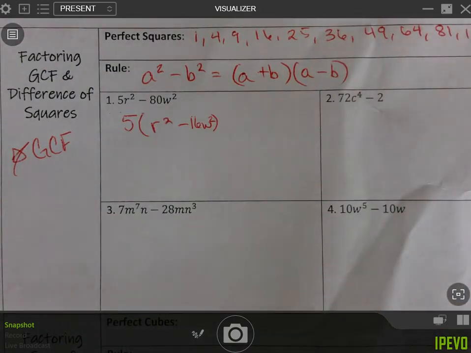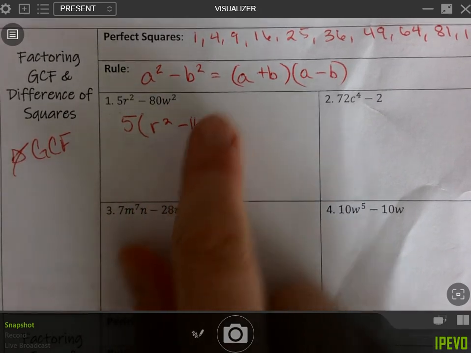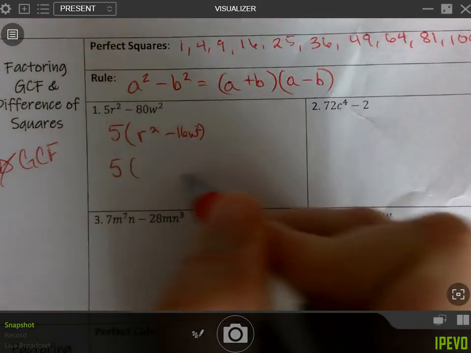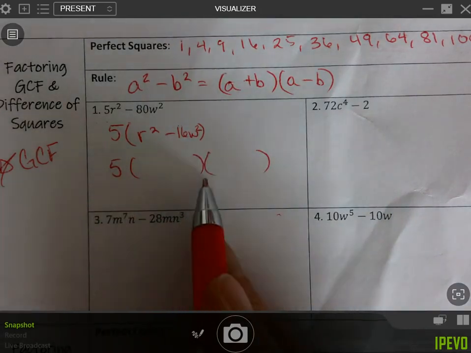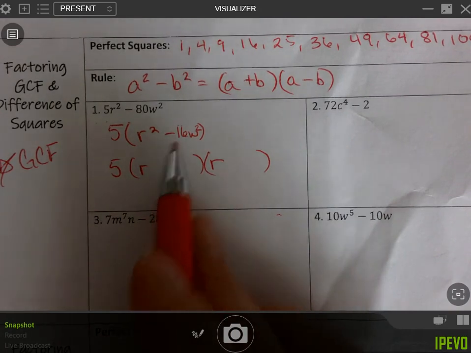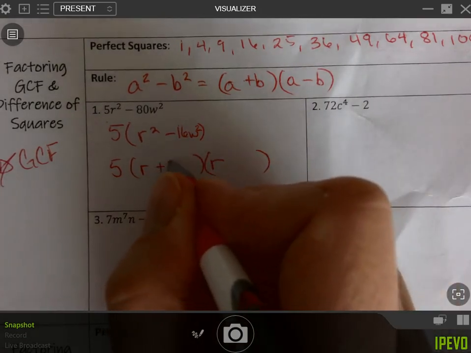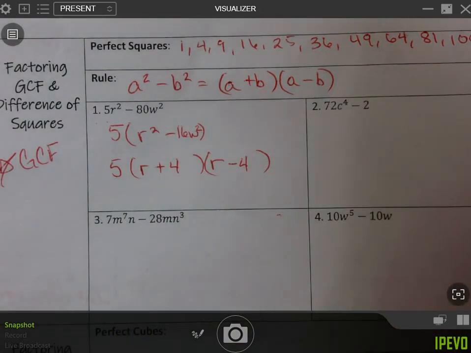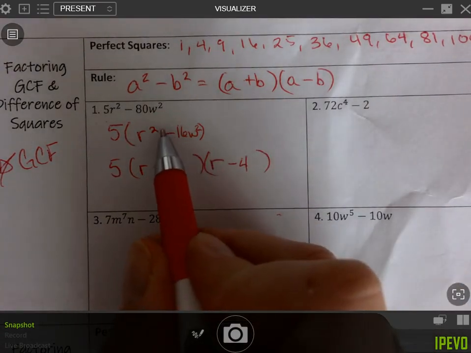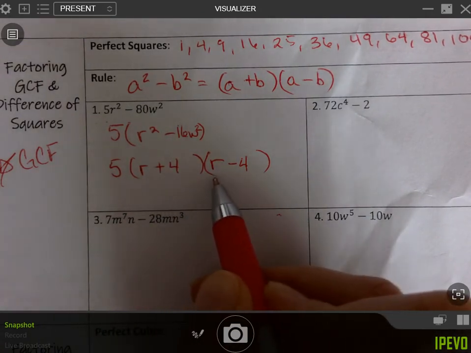Okay, so what should stand out is that I have a difference of 2 terms and they're both squared. So I'm looking for these perfect square numbers, and 16 is one of them. So keep that 5 as your GCF. 2 sets of parentheses. We're really doing reverse FOIL. The r times r gives me r squared. And what gives me a negative 16? One positive and one negative. Now, there's other numbers that multiply to 16, but why am I picking 4? It's a perfect square, and the reason I'm picking 4 is I want the middle to be 0. So this gives me a negative 4r and a positive 4r. That gives me that 0.